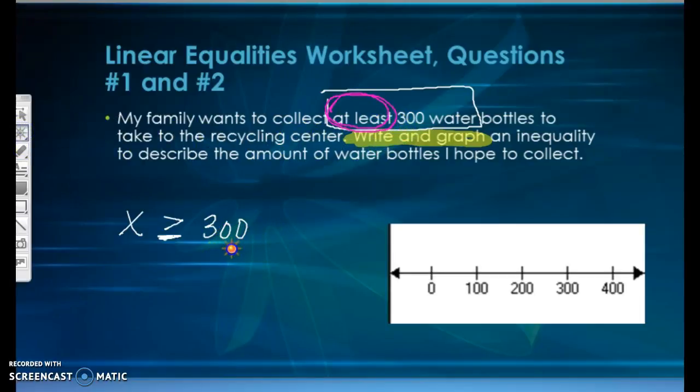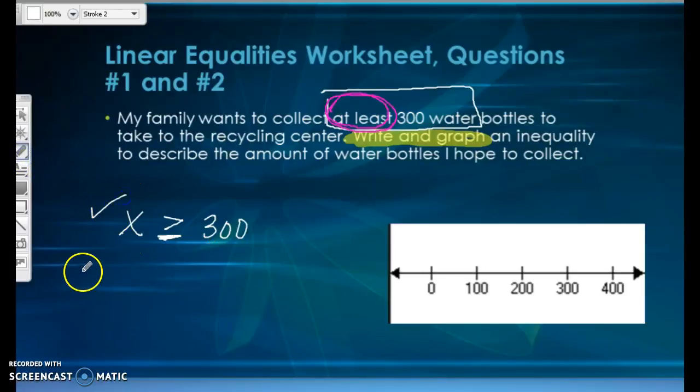But I can't have 300 to satisfy everyone. So that's why I'm saying it can be equal to 300, but I'd really like for it to be greater than or equal to 300. So this is part of your answer. That's the equation. That's the writing part.